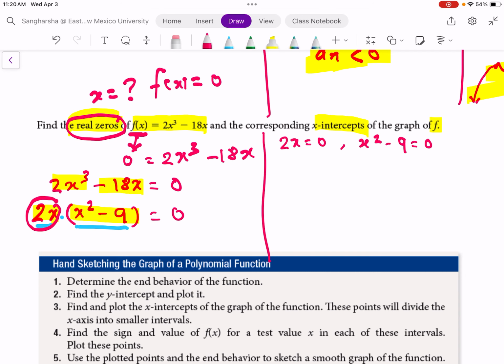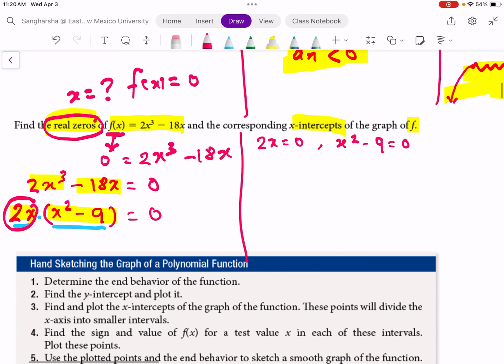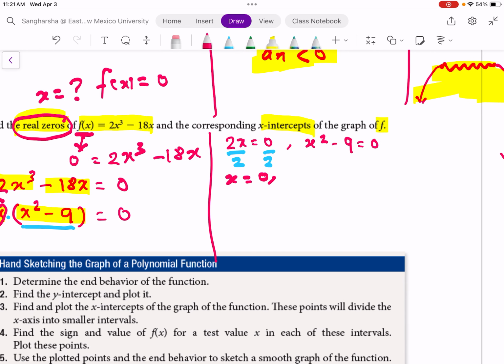Now this is our linear equation. How do we solve this equation? We divide both sides by 2. 2x divided by 2 is x, and 0 divided by 2 is 0. So x is 0. For the next one, we are going to use the square root principle. Let's add 9 on both sides. We get x squared, these two cancel, equals positive 9.